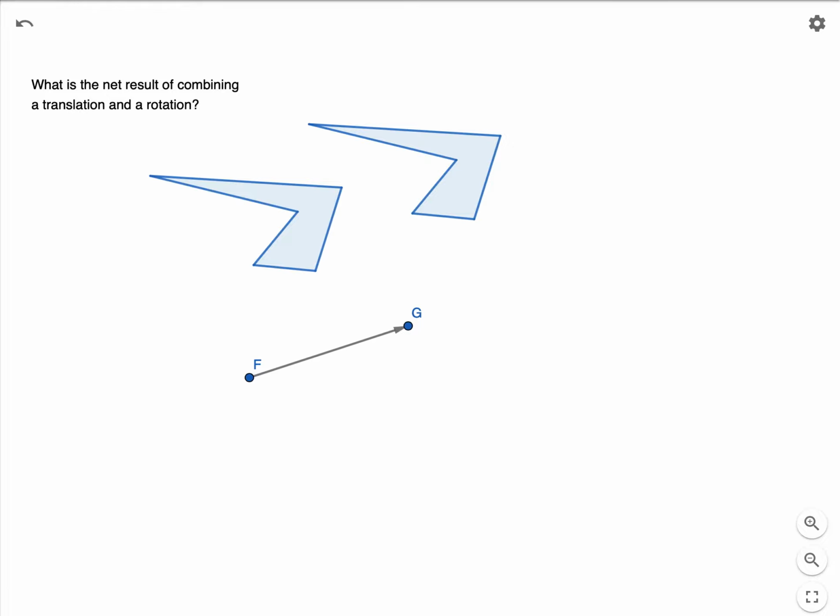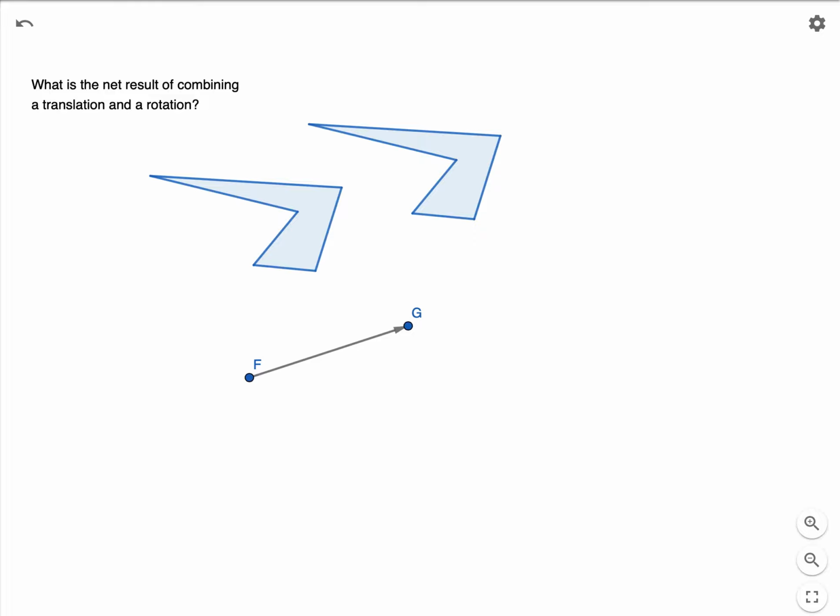Carefully at the result of applying a translation and a rotation to the same figure. Here we have a weird looking pentagon, and we have a vector FG, which is a translation vector, and the pentagon moves by that translation vector into this second location here. Now that's a translation illustrated by its effect on the pentagon.